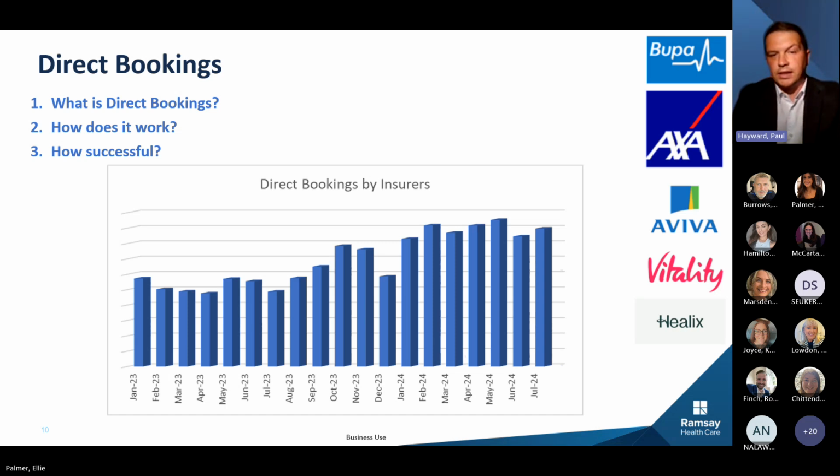And as other members of the team will touch on later, sharing your availability will not only help us and you from a PMI perspective, but it'll also help in terms of self-pay.